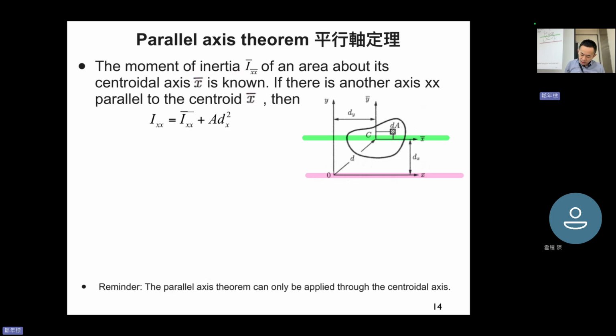Okay, so the purpose of this page is to move the green axis to the pink axis, to determine the moment of inertia about the pink axis.